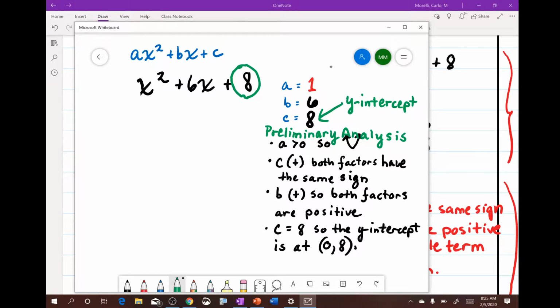And remember, this is being recorded. You'll have this distributed to you in your OneNote, so you'll have access to these notes later. We haven't factored it yet. We've just kind of mapped it out.